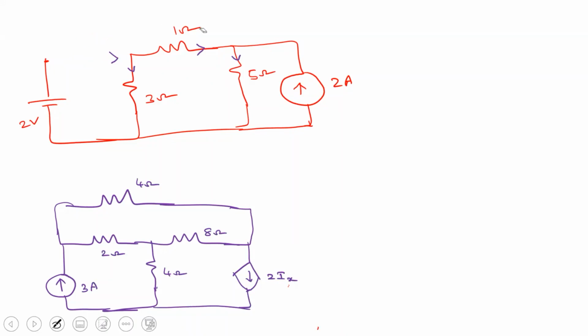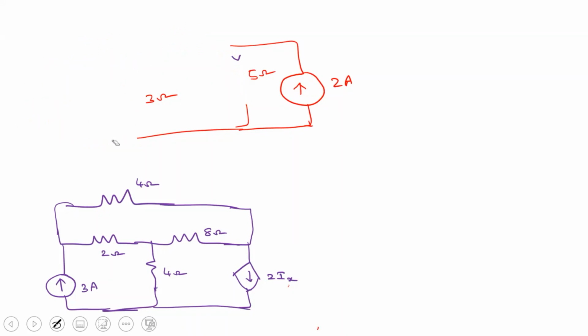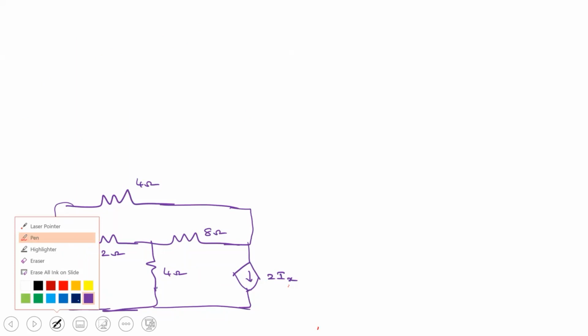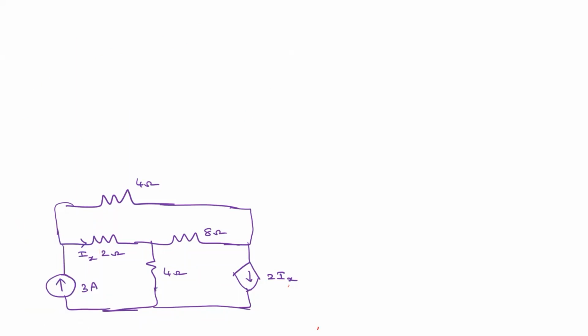I'm erasing this. So here I need to give Ix, so this is Ix. Right. So here, how many nodes are there? Four. So if you assume this is 1, 2, and 3, then this is 4. Note that the bottom one will be the reference node. Agree? What is the next step?